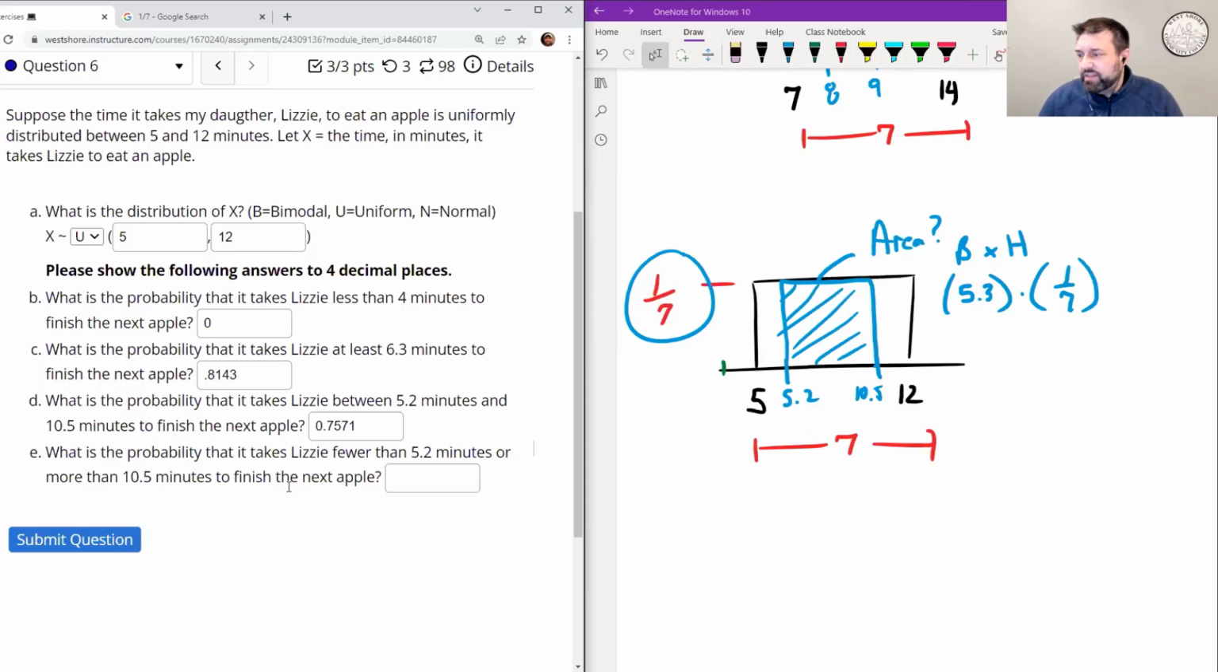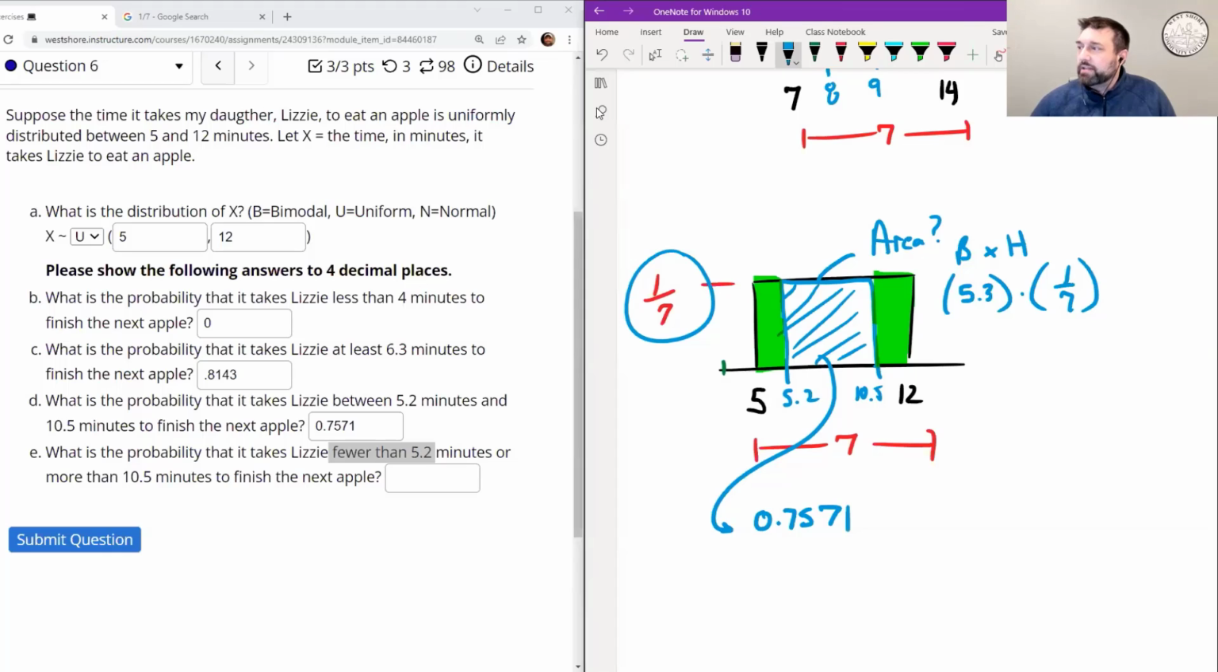What is the probability that it takes Lizzie fewer than 5.2? Okay, well, fewer than 5.2 is going to be this region right here, right? And more than 10.5, well, that will be this region up here. In order to find these two green regions, we could find them independently. We could find the area of the green region, we could find the area of the other green region, add them together, and we'd be done. Or we could use the idea of a complement.